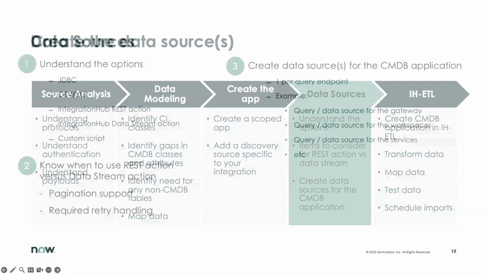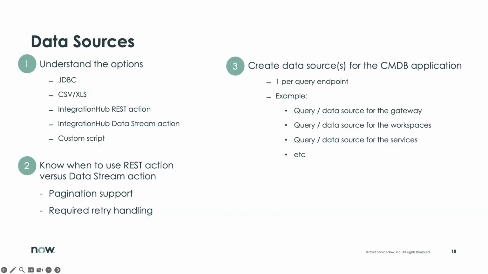So first, what are our options? And we'll see this when we start building it out, but when we open up a data source, we can choose JDBC calls, or just uploading some files. We're going to mainly be using the custom script option, but we will talk about the REST and data stream action options as well.